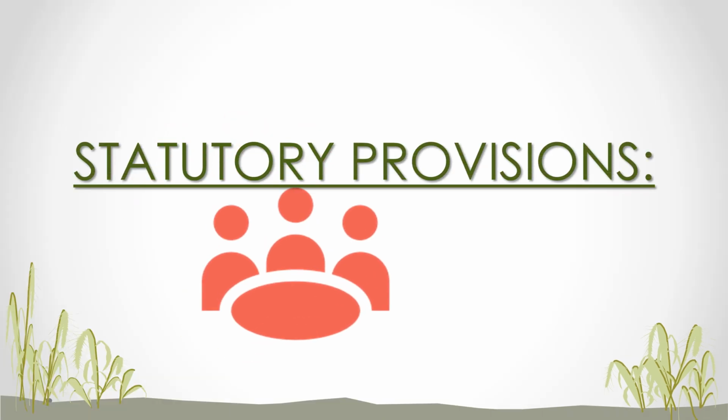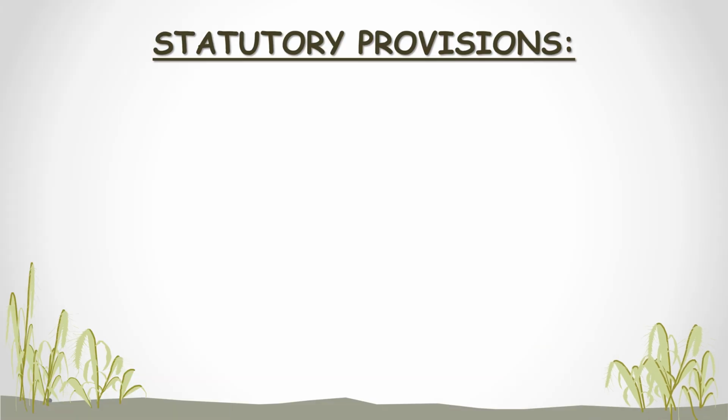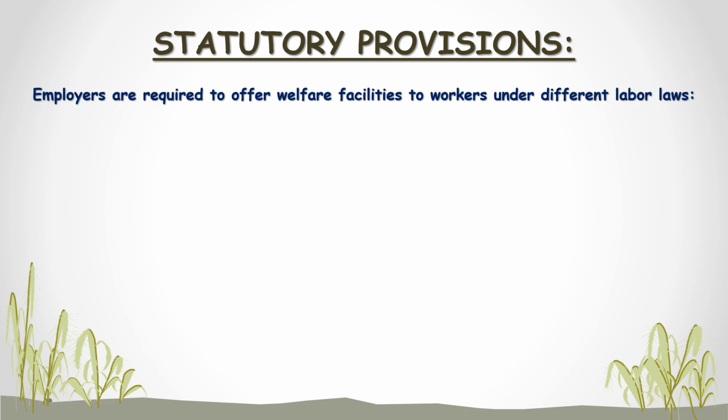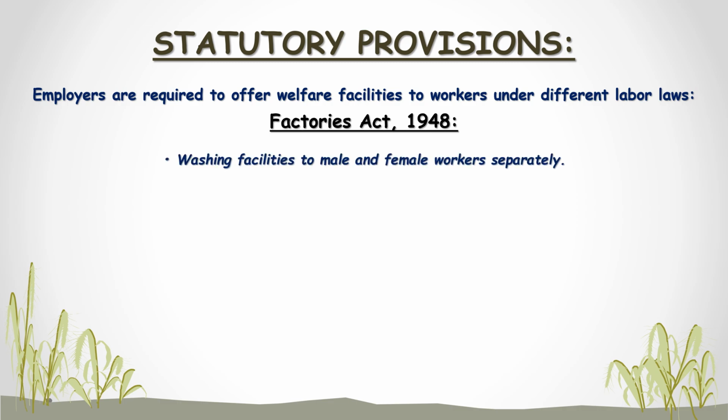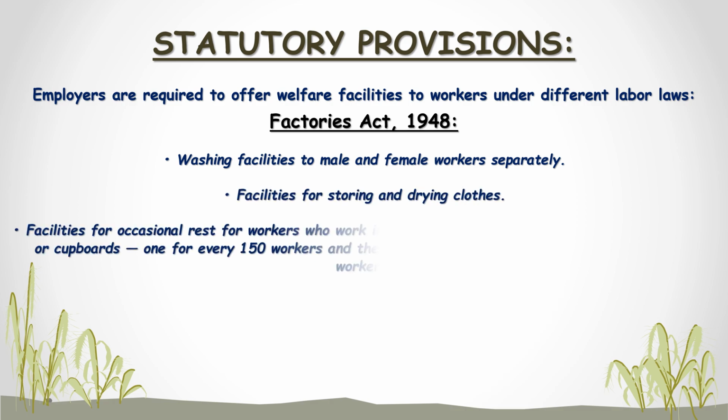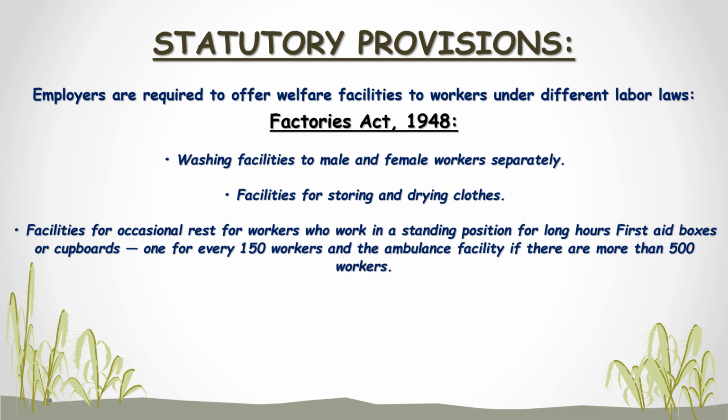Statutory provisions. Employers are required to offer welfare facilities to workers under different labor laws. Factories Act, 1948. Washing facilities to male and female workers separately. Facilities for storing and drying clothes.